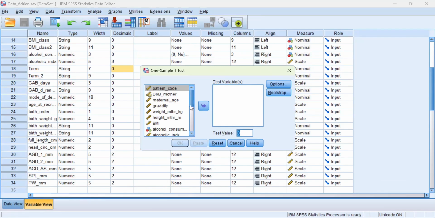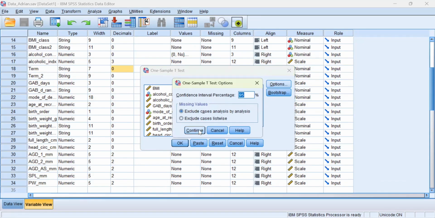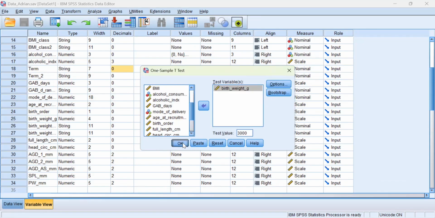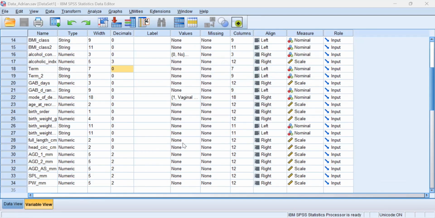Then you choose one sample t-test, and you send the variable to the test variable side. For example, birth weight, and where they say test value, you put the value you got from literature. Understand? Maybe it was 3,000 grams, for example. Other options, nothing. Then you take okay. That's the one sample t-test. It's just one sample from the name. It's just one variable.